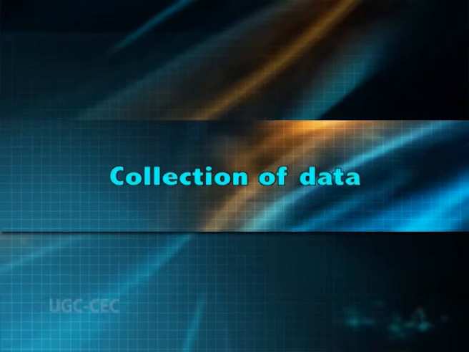Collection of data. Systematically collected data is the backbone of any statistical investigation. Statistical data are generally of two kinds: one, primary data, and two, secondary data.